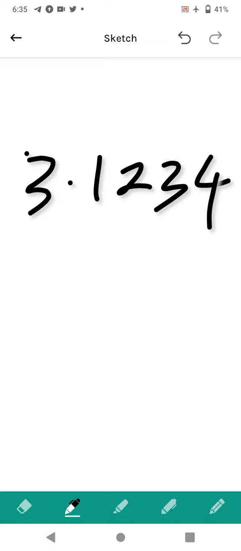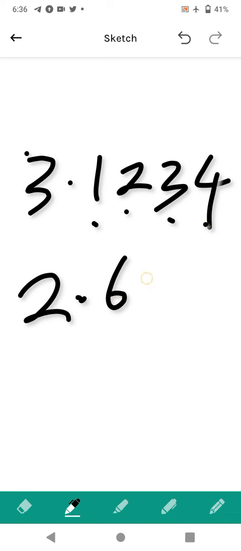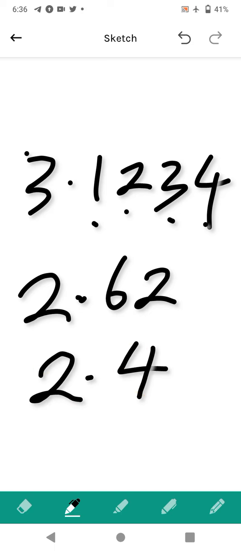3.1234 has 4 decimal places. 1, 2, 3, 4. We have 4 decimal places there. 2.62 has 2 decimal places. 2.4 has only 1 decimal place. So it is believed that all the whole numbers before the decimal points are over 1.